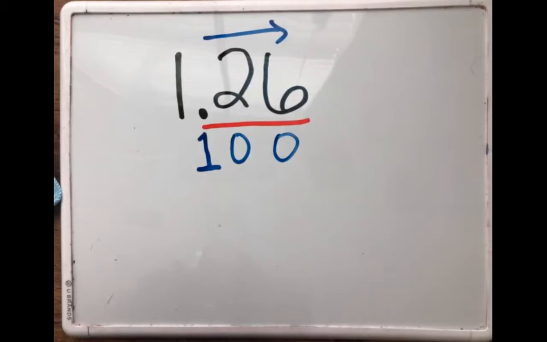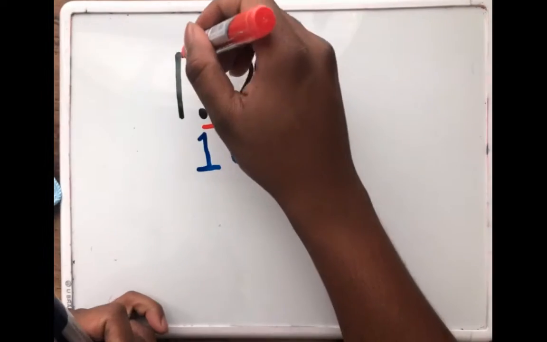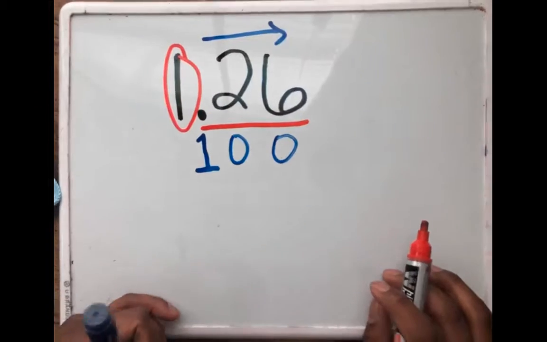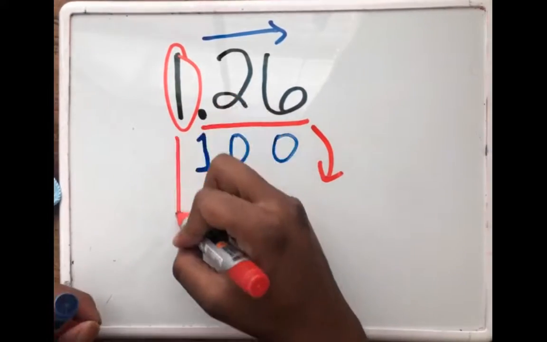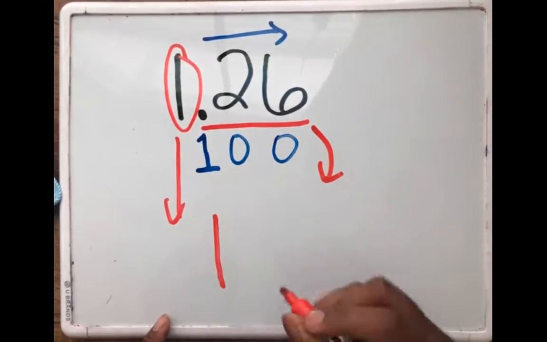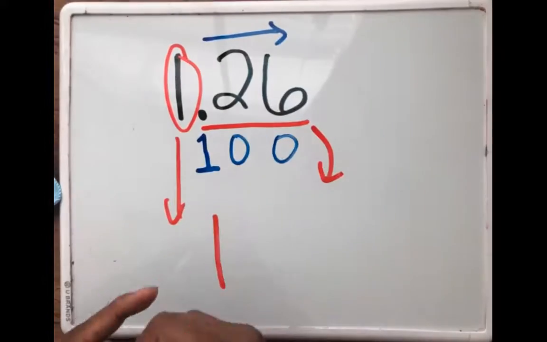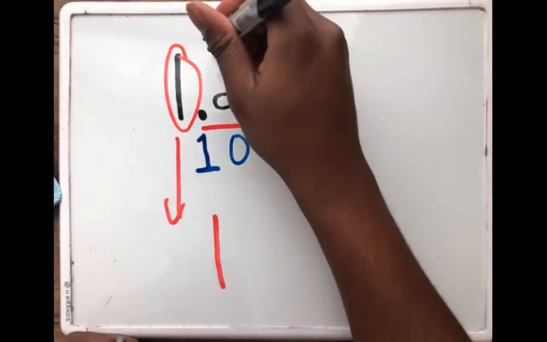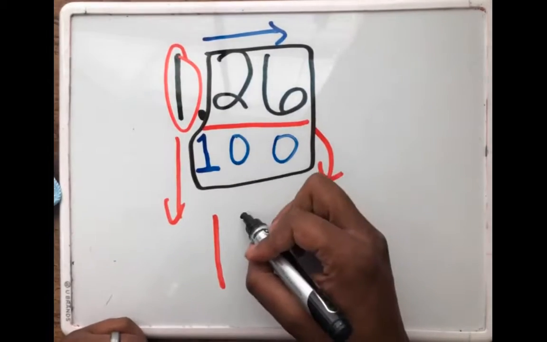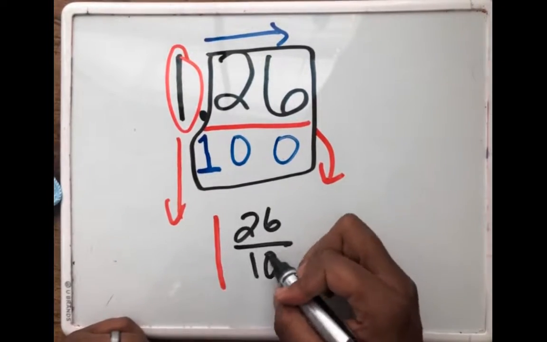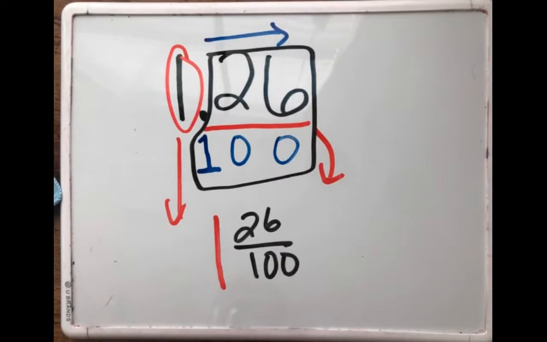Anything to the left of my decimal, so this 1, is going to become my whole number. So for me to turn this into a fraction, that 1 is going to be my whole number. And then here, as you can see, I already have my fraction laid out. I have 1 and 26 over 100. We can look at how to use a place value chart so that you understand how this relates to what we do in math.